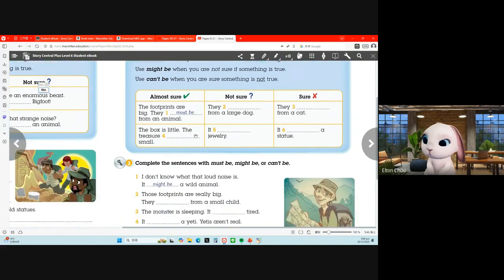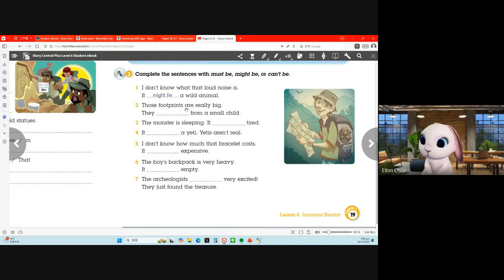For example, the footprints are big, so they can't be from little children, right? And the monster is sleeping, so it must be tired. And I don't know how much the bracelets cost, so it might be expensive. Okay, my time is up for chapter 1, and let's move on to chapter 2.